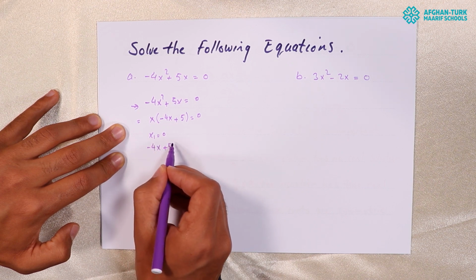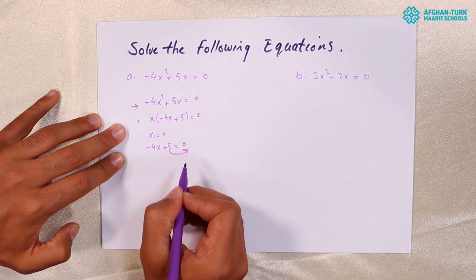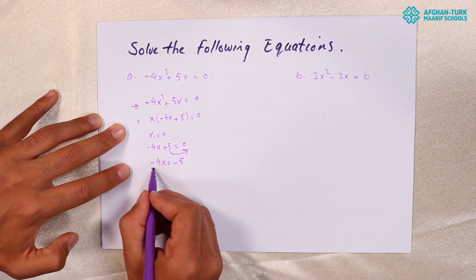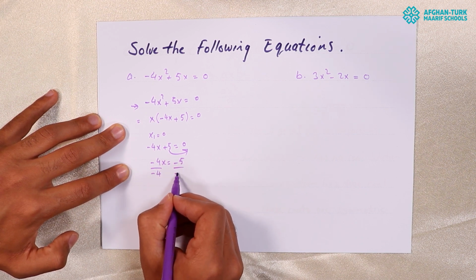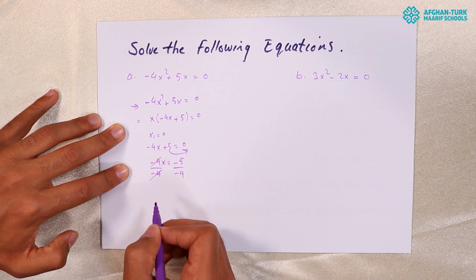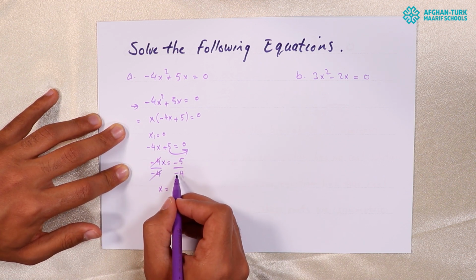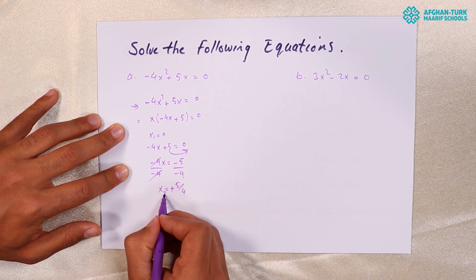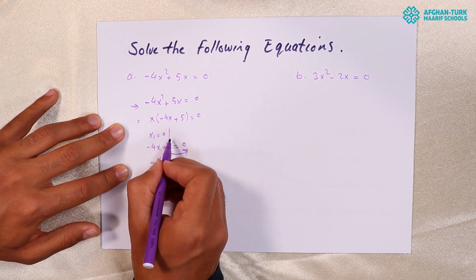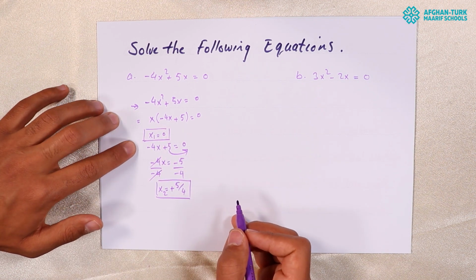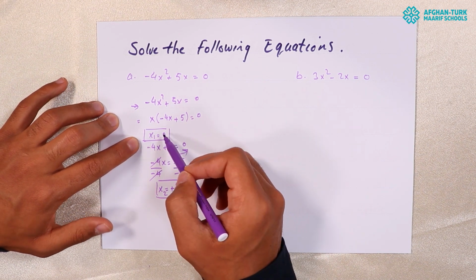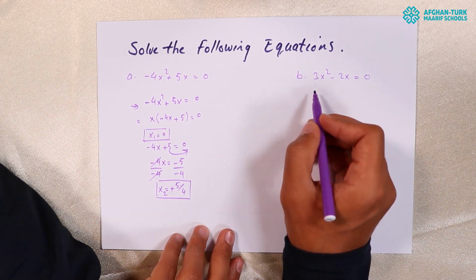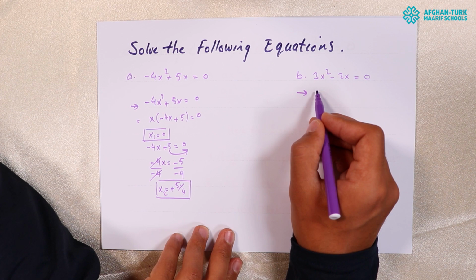minus 4x plus 5 is equal to 0. We move 5 to the other side. Minus 4x is equal to minus 5. So we have to divide both sides of the equation by the coefficient of the variable. Minus 4 cancels with minus 4. x is equal to minus divided by minus will be plus 5 over 4. So x2 is equal to 5 over 4, and x1 is equal to 0. Did you see that one of the roots of this kind of equation is always 0? The other one is a real number, 5 over 4. Okay, for the other questions, we are going to take x as a common factor.